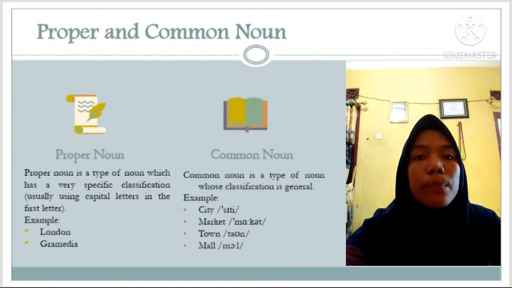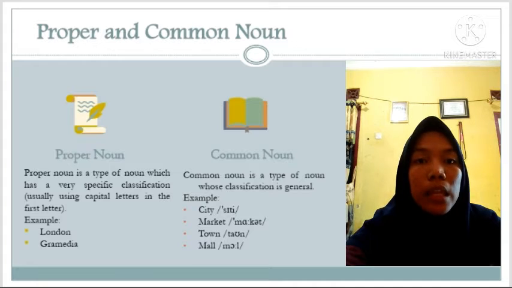The second, proper noun and common noun. A proper noun is a type of noun which has a very specific classification, usually using a capital letter in the first letter. For example, London, Gramedia. While a common noun is a type of noun whose classification is general. For example, city, market, town, mall.